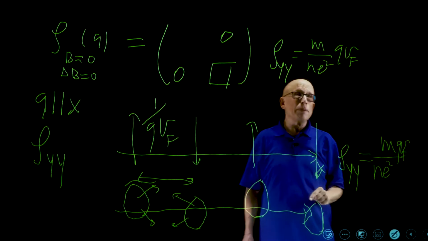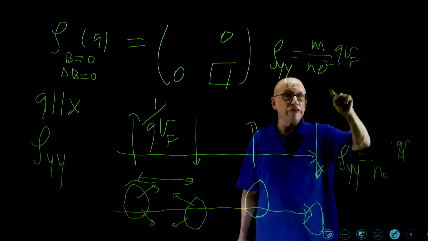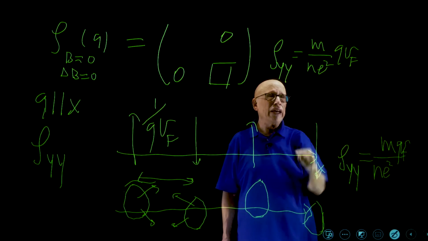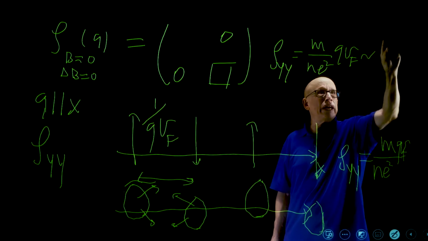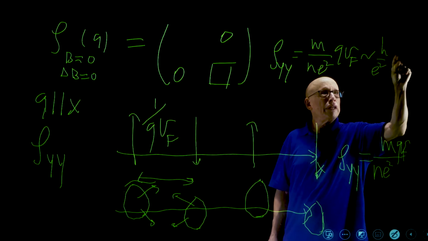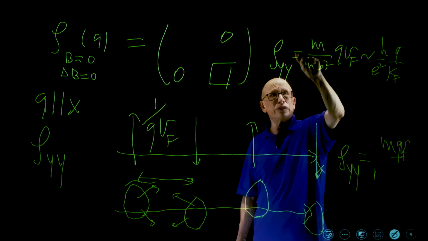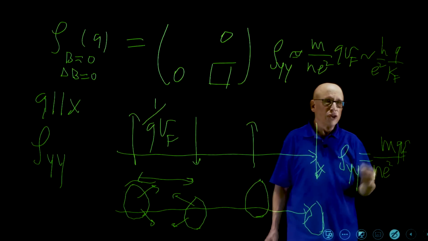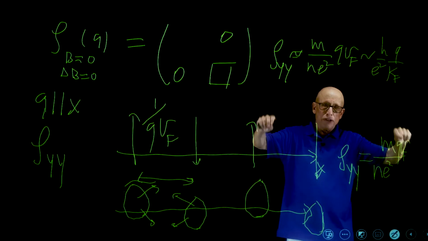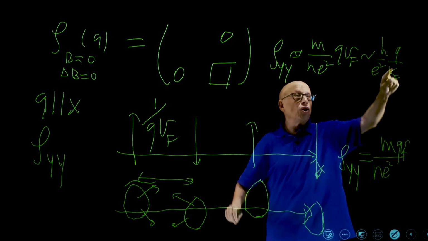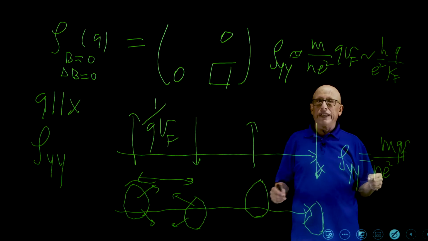Now you see what's happening. m v_F is the Fermi momentum, so it's h bar k_F. n is k_F squared, again, everything up to numerical factors. So this would go like h over e squared times q over k_F. This equal sign should also be interpreted as going like. So rho yy, the resistivity of fermions at zero magnetic field, is linear in wave vector q. It goes like h over e squared q over k_F.